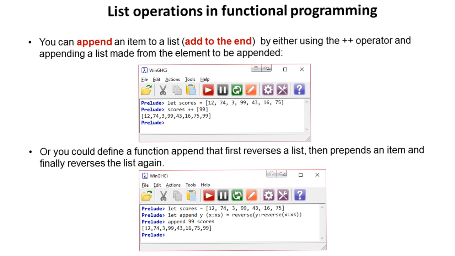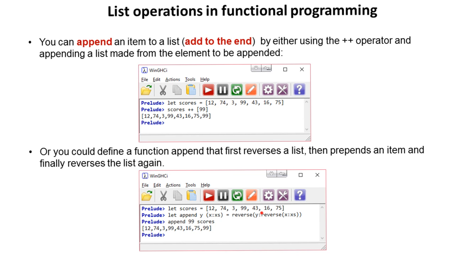Finally, you need to know how to append an item to a list. That's adding to the end. Now, there's a couple of ways you can do this. The easiest one is to use the plus plus operator and use it to append a list made from the element to be appended. So here again we have scores, and we say scores plus plus 99, and it adds it to the end. Now you could define a function append.